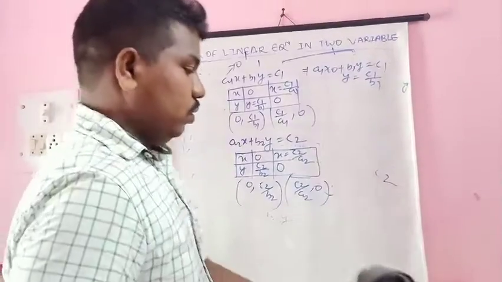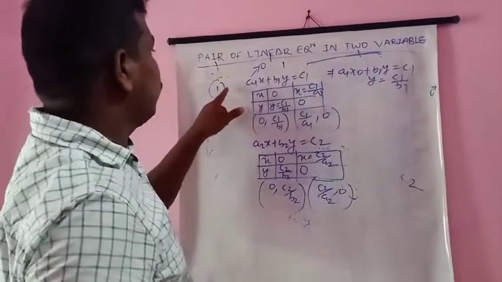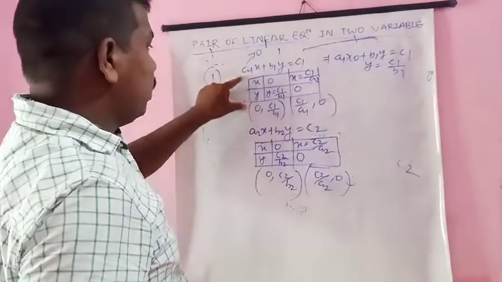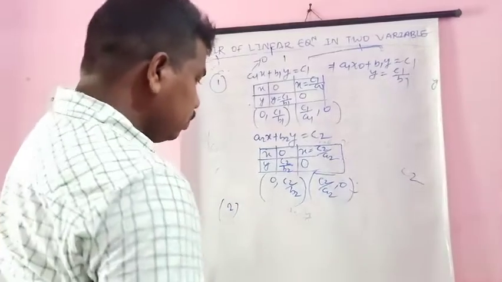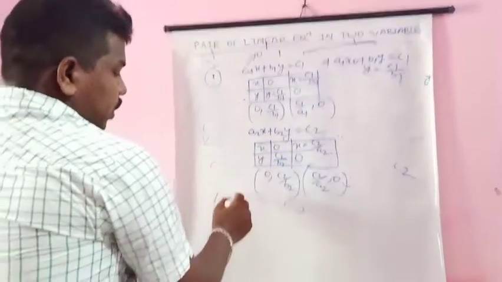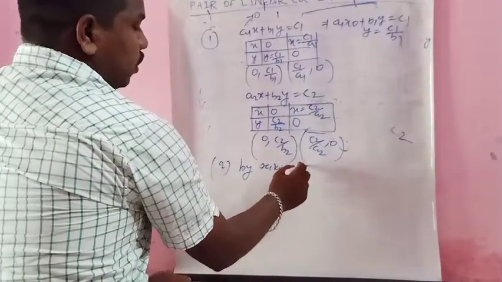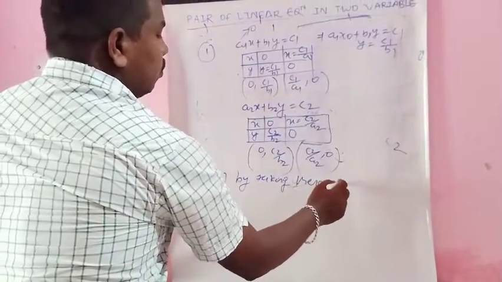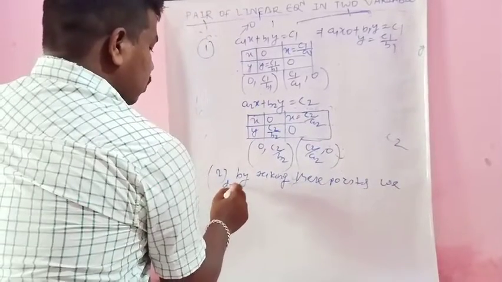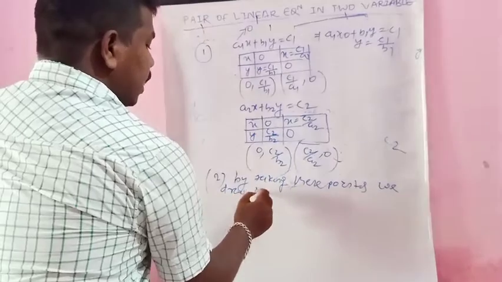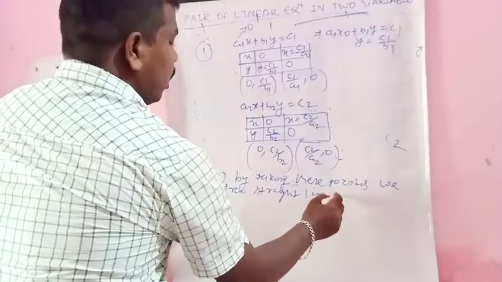So the next step is step 1 for the solution by the graphical method. Here we take one table, another table. Then step 2. In step 2, by taking these points, we draw the straight line on graph paper.